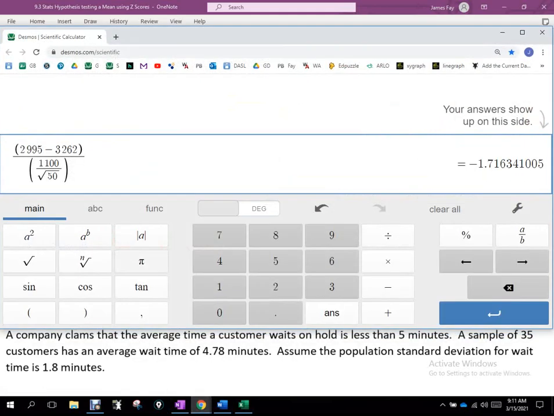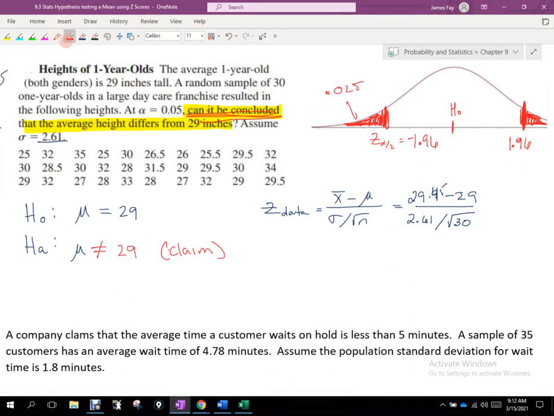So up here, just change this to 29.45. This number was 29. 2.61 was sigma. And we had 30 individuals. So 0.94, right? So 0.94 would reside maybe about right there, right? So is that in the rejection or non-rejection region?